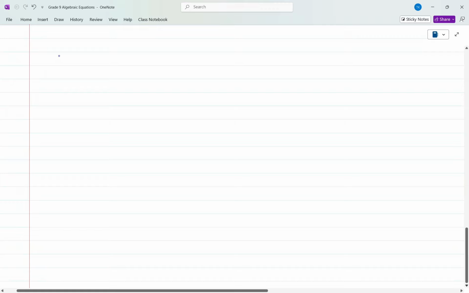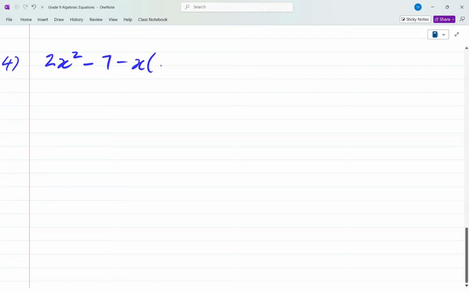With number 4, we have 2x squared minus 7 minus x, and then open bracket 2x plus 1, and then you have 0 on the right hand side. So now our distributive property is going to be used here. This is where we are going to use distributive property.